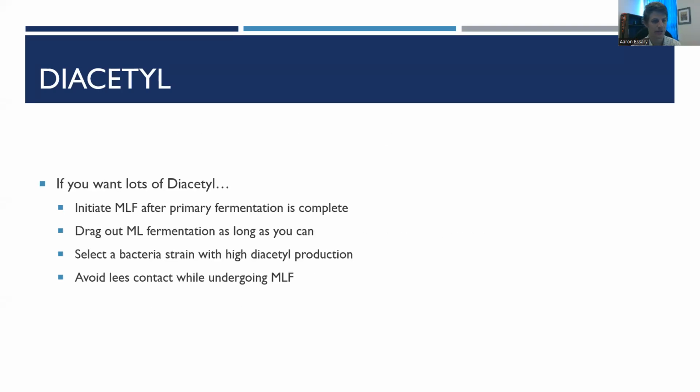Again, just to restate, if you want lots of butter in your wine, initiate after primary fermentation, drag out ML fermentation as long as you can, and we'll talk about that later too. And then bacteria strain, select a bacteria strain that has high diacetyl production. And then avoid lees contact while undergoing MLF. Lees is the stuff that falls to the bottom of the tank. Avoid as much contact as you can with that as well.